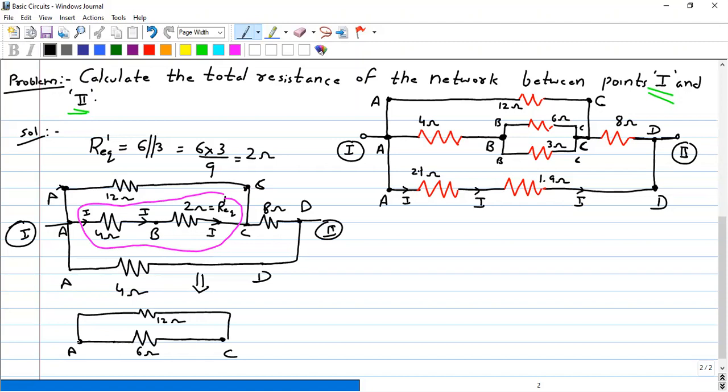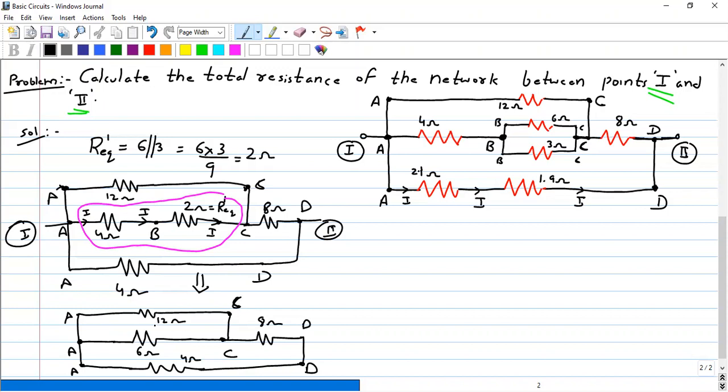Whereas at the bottom, between A and D, we have one more resistance, that is 4 ohms. Is it okay now? So what will happen now? If this point is A, this point was also A, this point is D. Whereas this point is A, this point is C, the second terminal of 12 ohms.